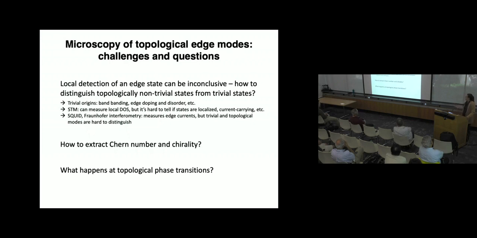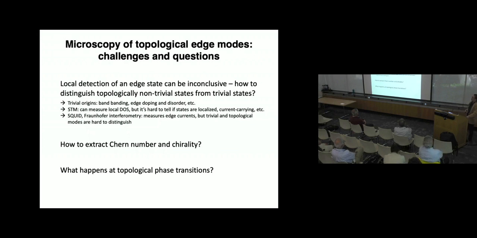But many of us face a common challenge, which is that it can be very difficult to distinguish the experimental signatures of a topologically non-trivial edge state from a trivial edge state that might originate from band bending or local edge doping. Furthermore, many microscopy techniques are very good at detecting the presence of states at the boundaries of samples, but you can't easily extract information about the underlying topological characteristics of these states, such as the Chern number or the chirality.